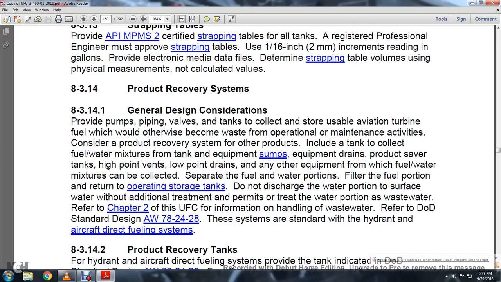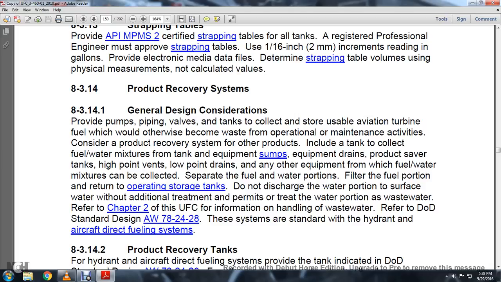8.3.14 Product recovery system. 8.3.14.1 General design considerations: provide pumps, piping, valves, and tanks to collect and store unusable aviation turbine fuels that would otherwise become waste from operational and maintenance activities, considered product recovery. For other products, include a tank to collect the fuel and water from the tank equipment, sumps, equipment drains, product saver tanks, high point vents, and lowest drains, and any other equipment with fuel and water mixtures. Make sure it can be collected, and separate the fuel and water portions. Filter the fuel portion before returning it to operational storage tanks. Do not discharge the water portions to surface water without additional treatment that permits the treatment of the water portion with wastewater.